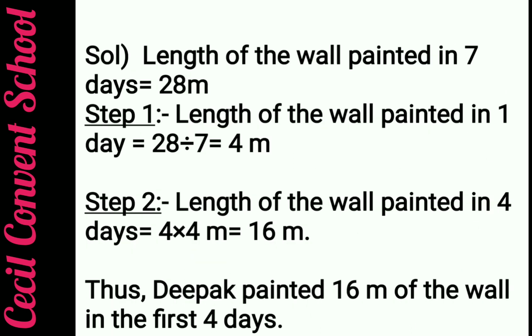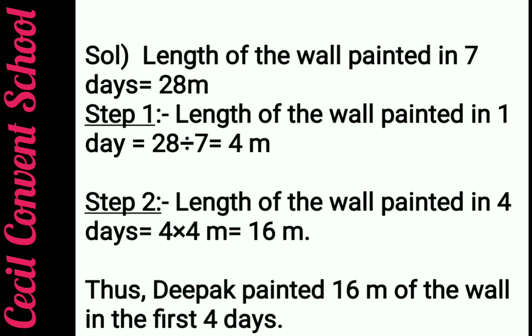See how. Length of wall painted in 7 days is equal to 28 meters. Clear? Then step 1: length of wall painted in 1 day. When you find 1 day, you have to divide. What number do you have to use? 28 meters. You have to divide by 7. When the number comes from the left-hand side, it will be divided, so its position will be second. So 28, when you divide by 7, the answer comes 4 meters.